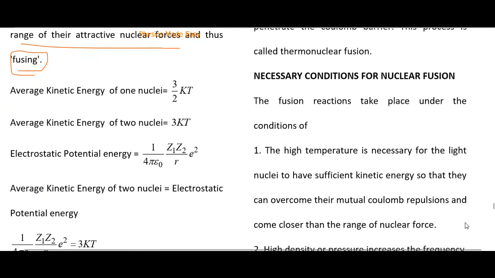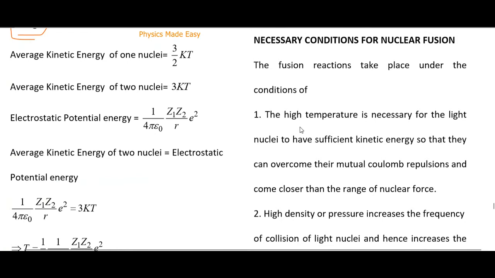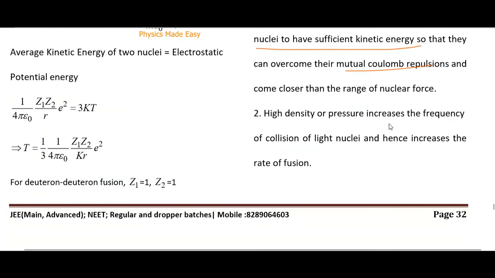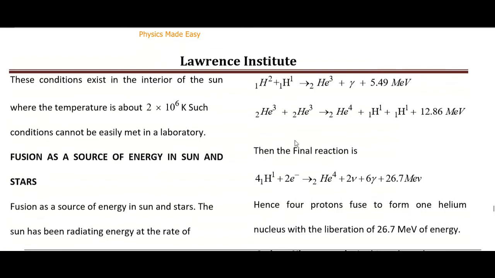Now, the necessary conditions for nuclear fusion. High temperature is necessary for the lighter nuclei to have sufficient kinetic energy to overcome this mutual repulsion. High density or pressure increases the frequency of collision of light nuclei and hence the rate of fusion. These conditions exist in the interior of the sun: a high temperature of about 10 raised to power 6 Kelvin exists inside the sun. So fusion is the source of the sun's energy.